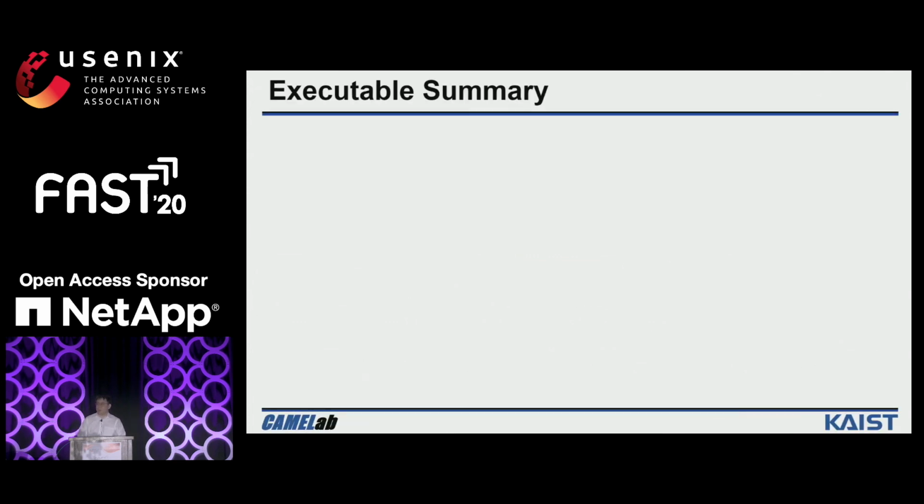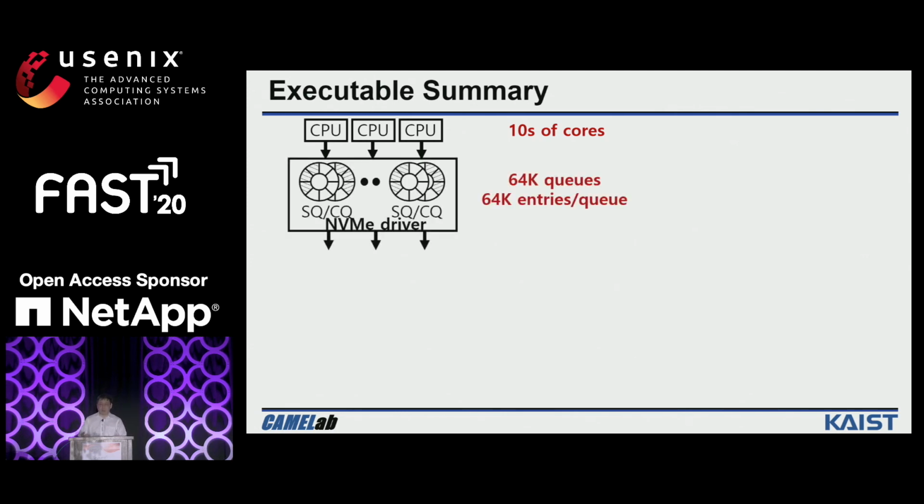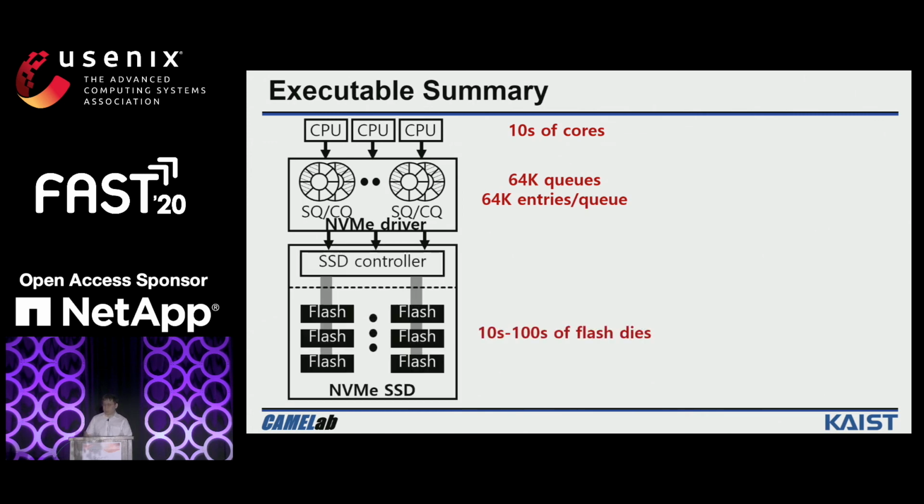So firstly, I will use a single slide to summarize this presentation. Nowadays, modern computer systems allocate many resources for storage access. For example, multiple CPUs can simultaneously send requests to the NVMe driver. The NVMe driver can create up to 64K queues, and each queue can allocate 64K entries to accommodate IO requests. The underlying NVMe SSD also can scale up its NAND flash resources to serve the multiple IO requests.